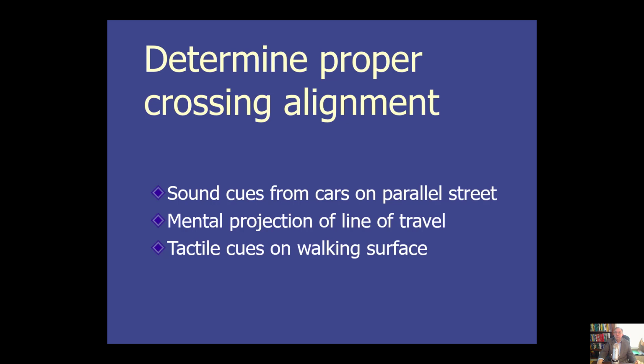So of course we know that individuals have to determine their own alignment, making sure that it's parallel with the cars on the parallel street, so they're facing the right direction. And they have to project a line of travel across the street in their minds. And there are tactile clues sometimes on the walking surface. Sometimes something can be felt as they cross. And there's the incline and the decline as well.